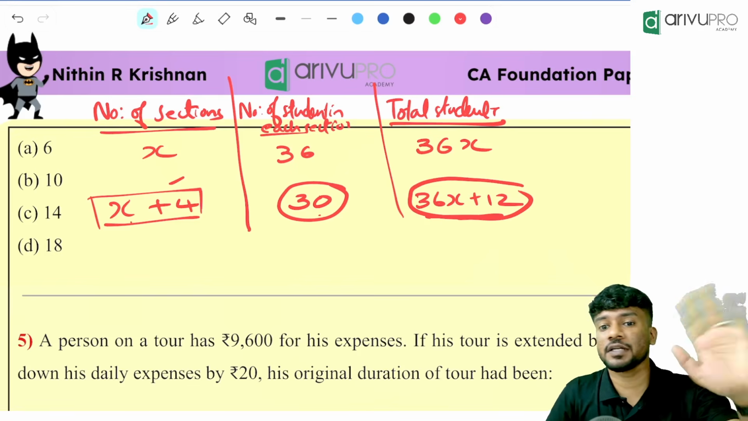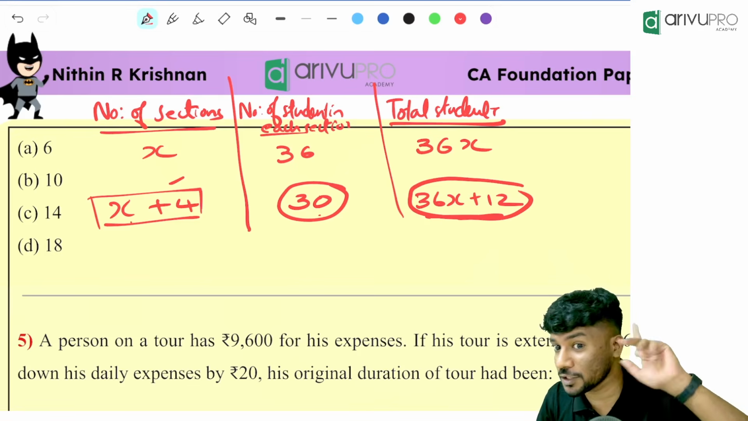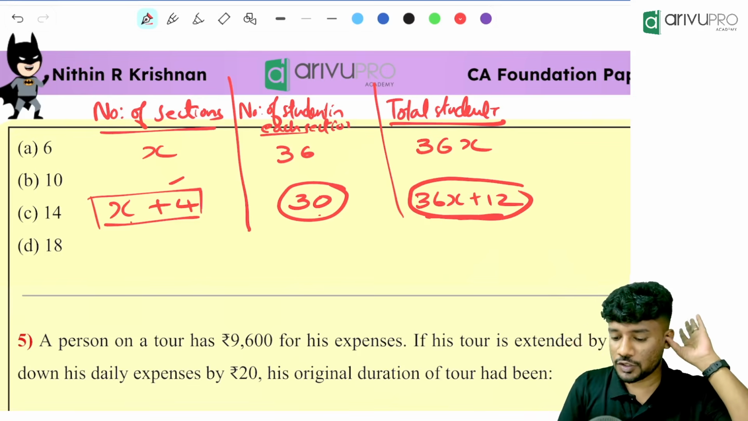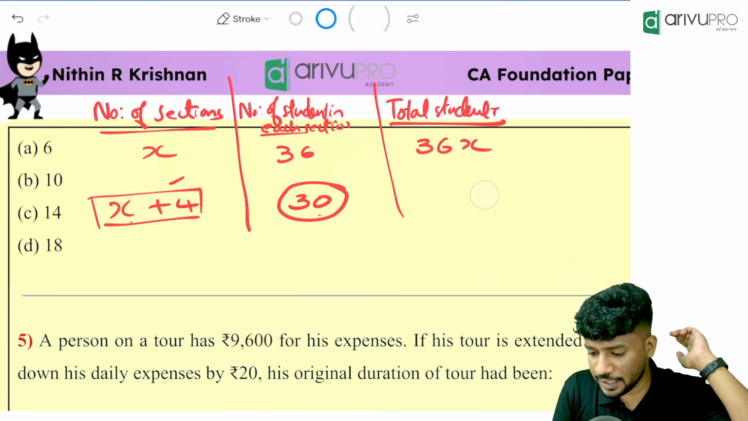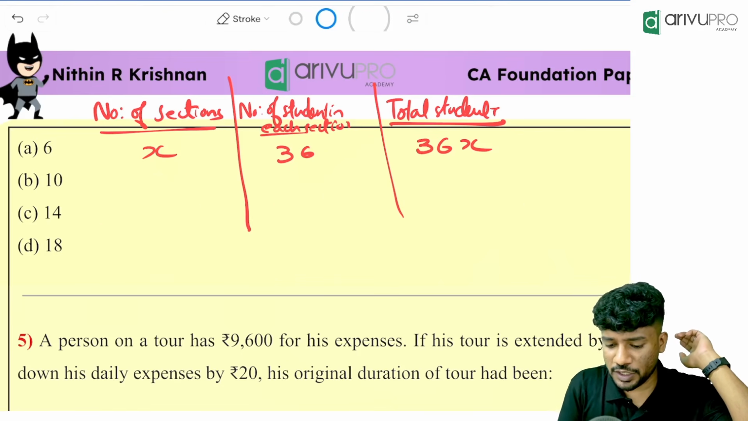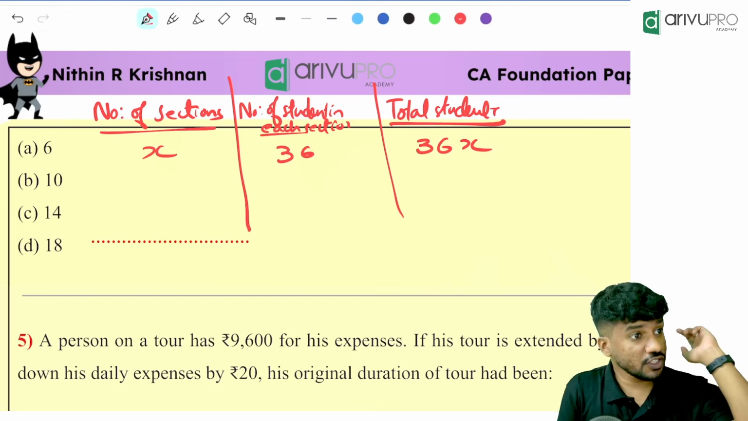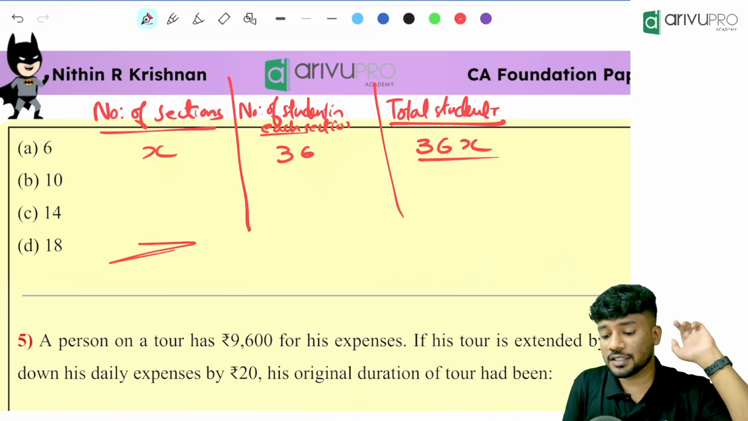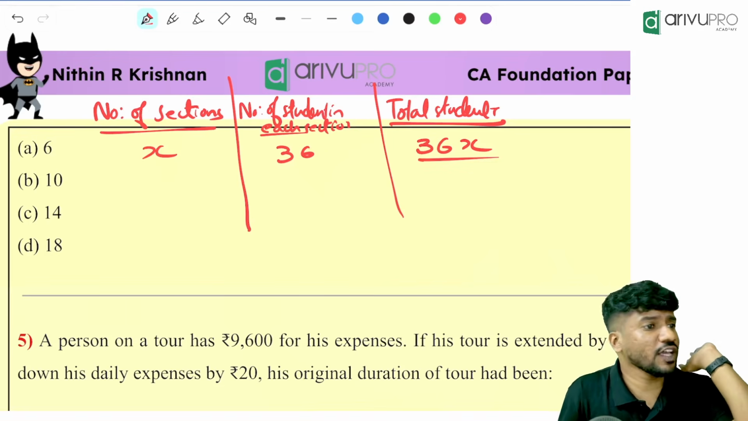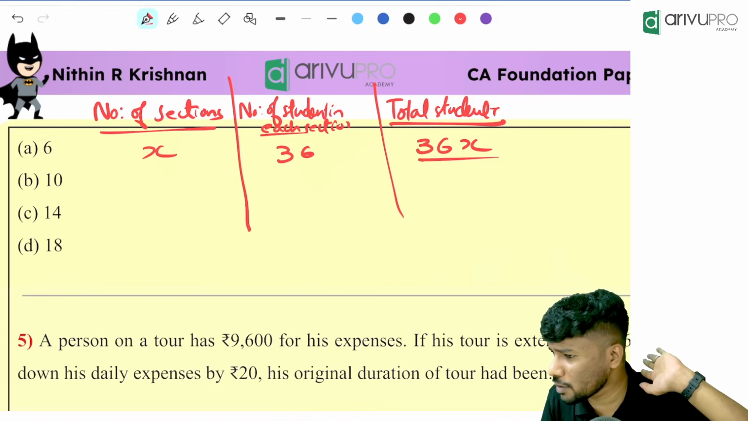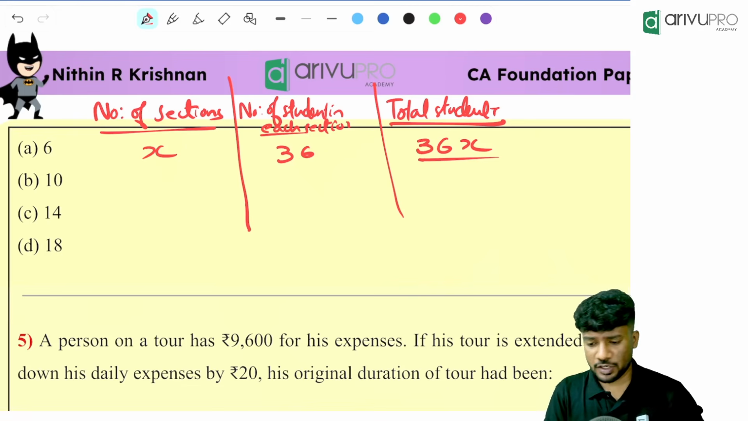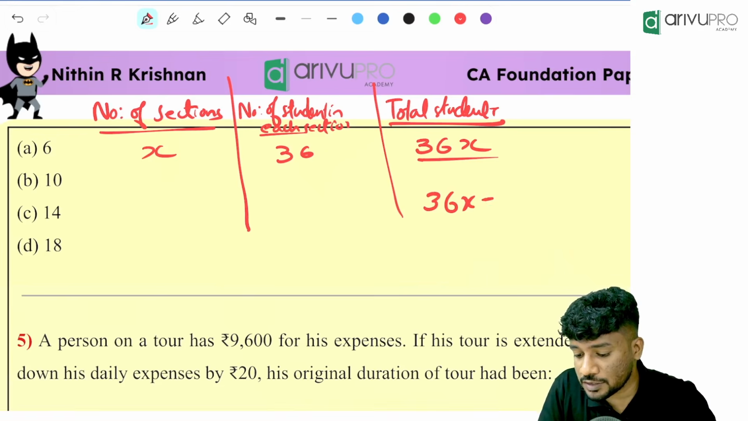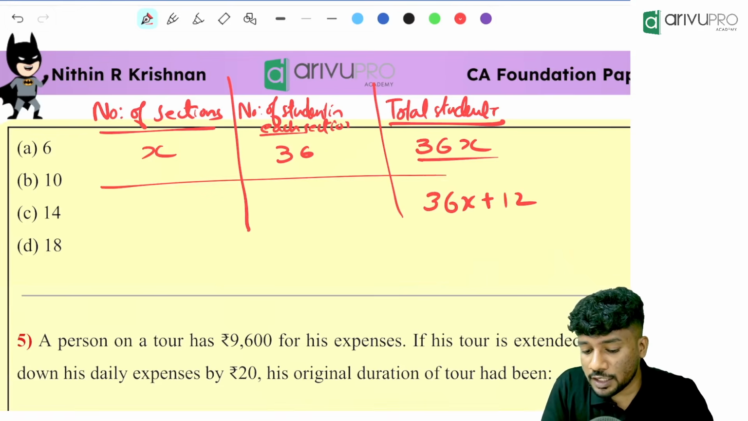Then in multiple MTPs and RTPs, it was repeated, because it's a very interesting and very basic question. Look here. What we said till here, everyone remember, correct? Initially we had X sections, with 36 students in each section. Then the total number of students will be 36 into X. That way we got 36X as the total number of students. Then 12 new students joined the school. That means 36X plus 12 is the new total number of students.